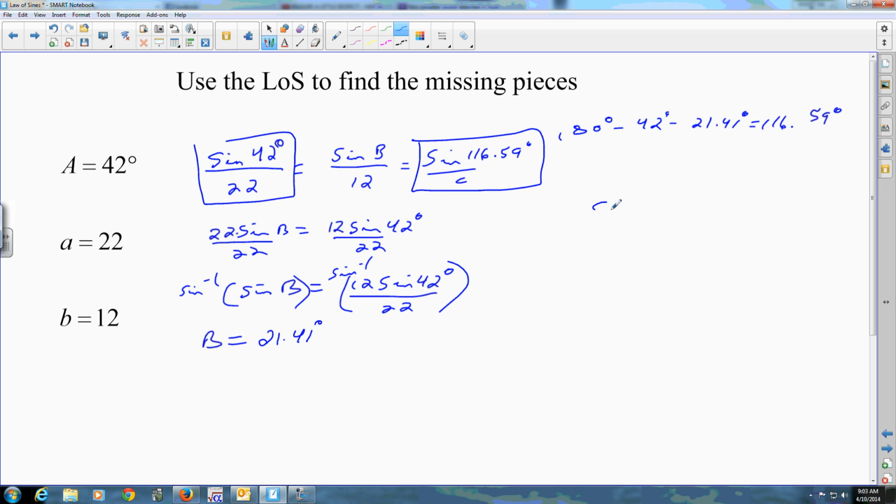C sine 42 equals 22 sine 116.59. I want to solve for C, so I have to divide by the sine of 42. So C is equal to, I just type it in now, 22 sine 116.59, close it, divide, open it, sine of 42, and I get 29.40 degrees. Do I need the zero? Not really. I just took everything else to the nearest hundredth, so there you go. Okay, so that's all the missing pieces.